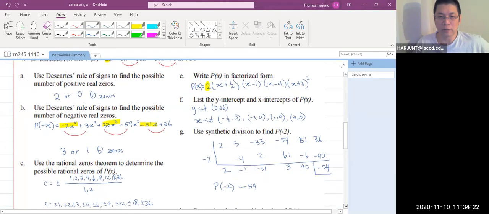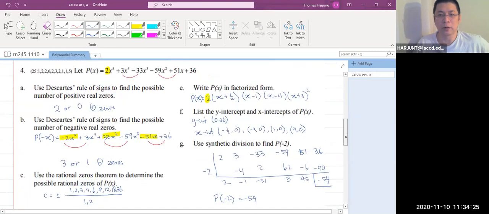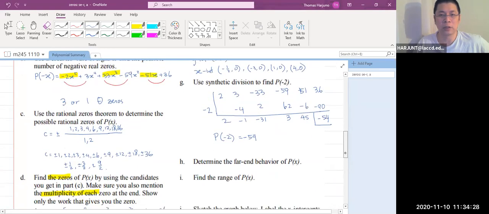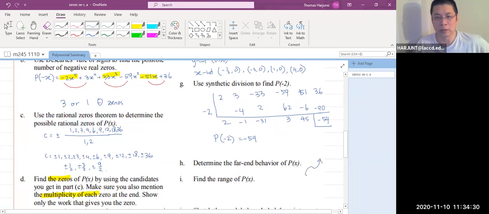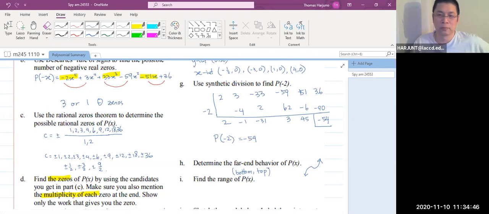Now let's do the sign graph. What's the far end behavior? It's degree of 5, leading coefficient positive. So the far end behavior will be like this, bottom out. Now, can you tell what's the range then? Because the polynomial is continuous and one far end goes to negative infinity and the other goes to positive infinity, the range must be all real numbers.